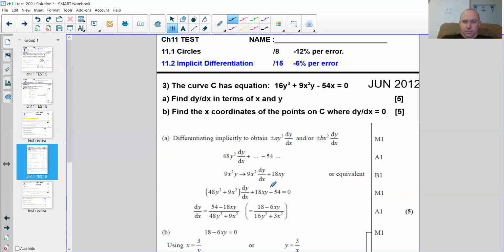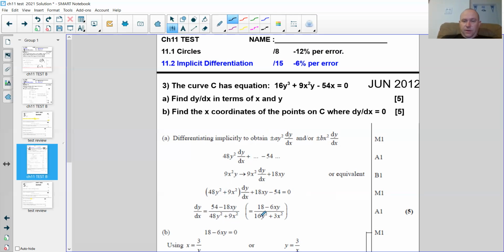Now we're trying to find dy by dx. So we take out the terms that have dy by dx as a common factor. So as in this one and this one. And our other two terms, we can just bring those to the other side. So negative 54 becomes positive 54. 18xy becomes negative 18xy. And then we can divide by this term here.